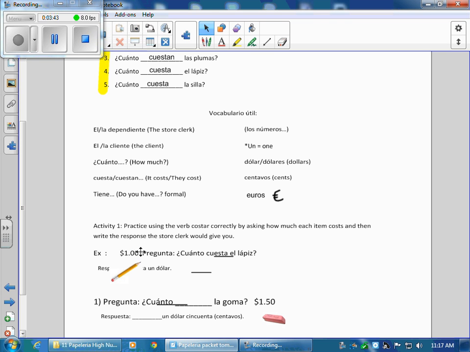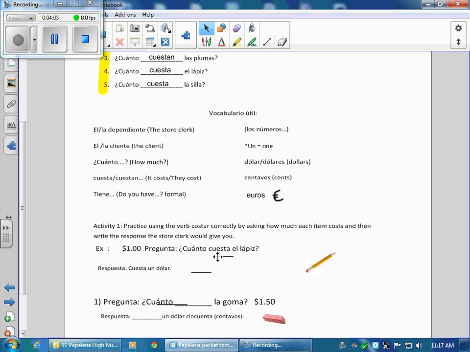Okay, so we're going to do activity 1. You're going to practice using the verb costar correctly like we did before by asking how much each item costs and then write the response that the store clerk would give you. So for example, if I say this pencil is $1. Okay, so it's a dollar.